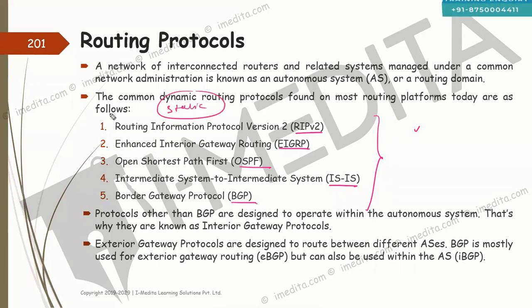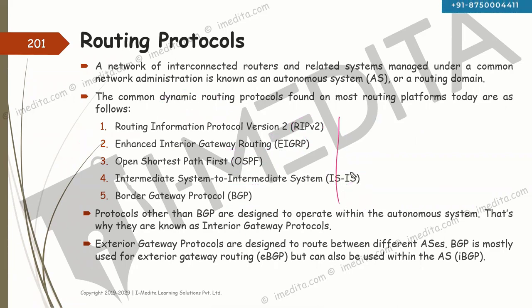In case of static routing, route information will be entered on the router manually. But in case of dynamic routing, we are going to use protocols such as RIP, such as EIGRP, such as OSPF, such as ISIS, such as BGP. We are going to use these protocols to perform the routing in between or within the autonomous system. So static routing is manual configuration, and in dynamic routing, route information will be exchanged automatically from one point to other point.